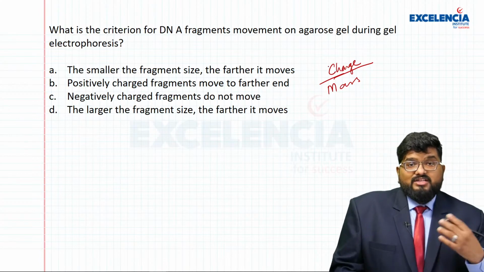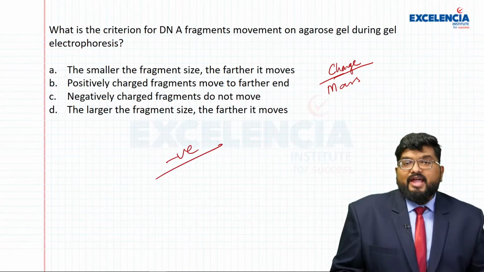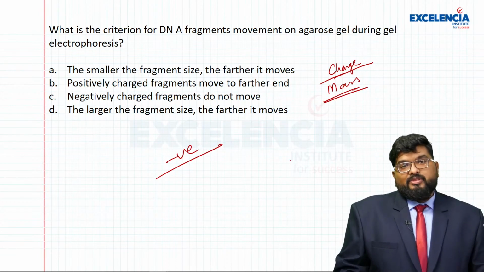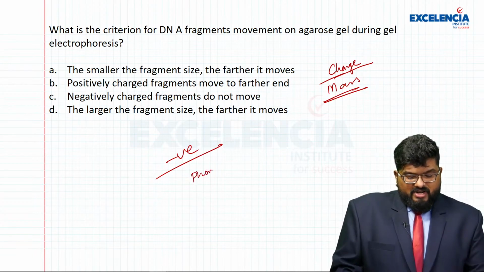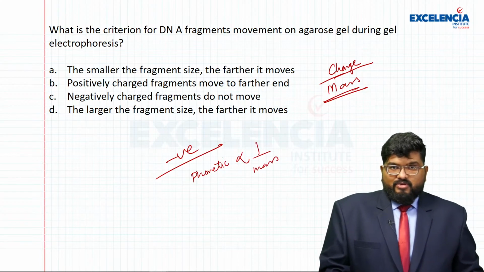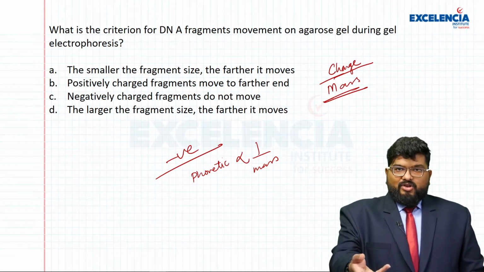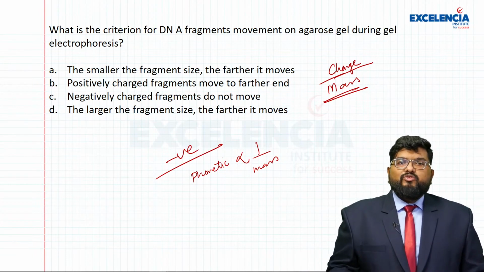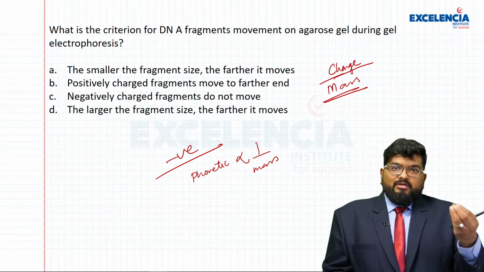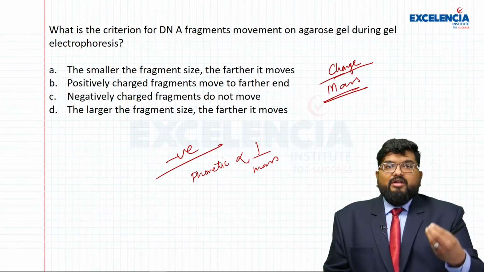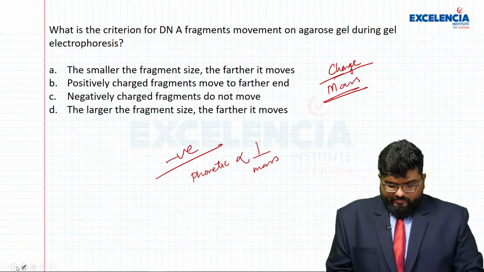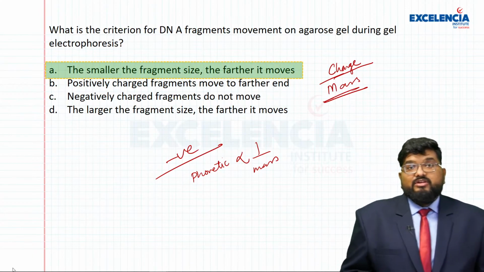So now the charge on all the DNA molecules is what? Negative, because of the phosphate groups, correct? Now the mass is going to be the defining factor. So phoretic mobility is inversely proportional to the mass of the DNA. That means the heavier the DNA molecule, the slower its movement in the gel. So ultimately, the smaller the DNA molecule, the farther it will travel in the agarose. Smaller the fragment size, the farther it moves.